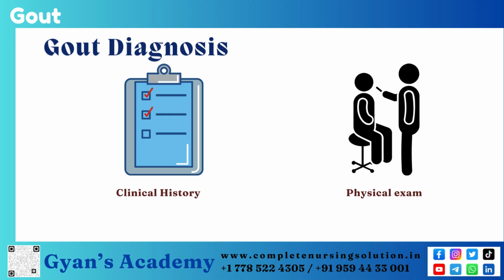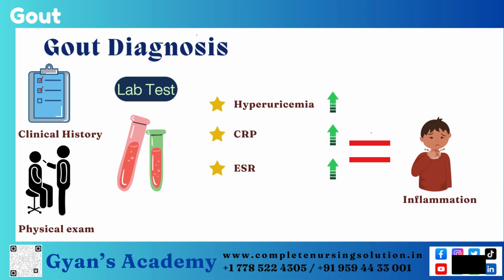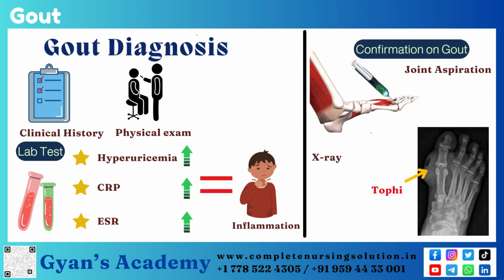Gout is typically diagnosed based on the patient's history and physical examination. Laboratory tests may show hyperuricemia or elevated blood urate levels, along with increased C-reactive protein or CRP, and erythrocyte sedimentation rate or ESR, which are indicators of ongoing inflammation. The diagnosis can be confirmed through joint aspiration to detect the presence of urate crystals in the synovial fluid. And in case of chronic gout, imaging techniques like X-rays may detect tophi.